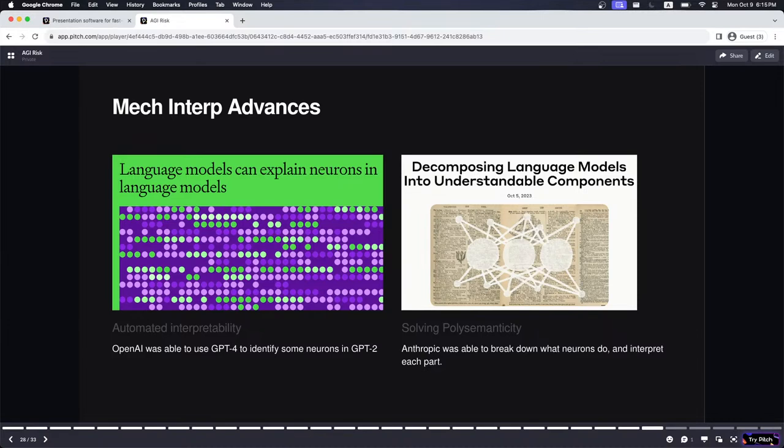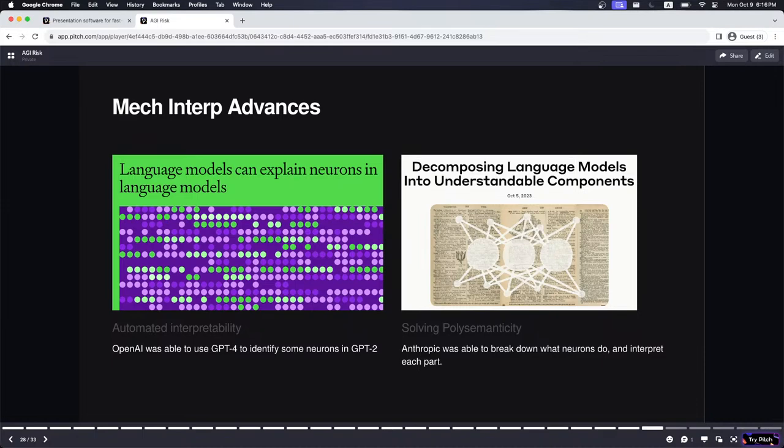There have also been some major advances recently in mechanistic interpretability. A few months ago, OpenAI published a paper called Language Models Can Explain Neurons in Language Models, where OpenAI was able to use GPT-4 to identify what some neurons in GPT-2 were doing. Obviously, it remains to be seen whether that approach can work on the more advanced language models that we have today, or if it's just a much bigger model can interpret a much smaller one.